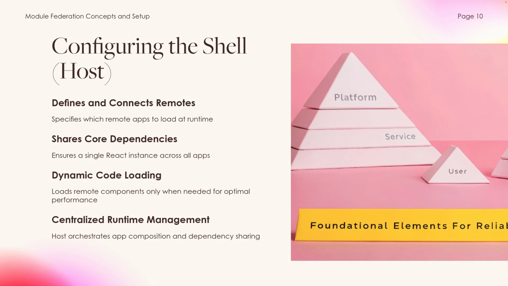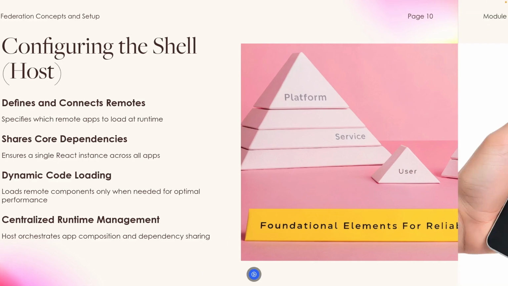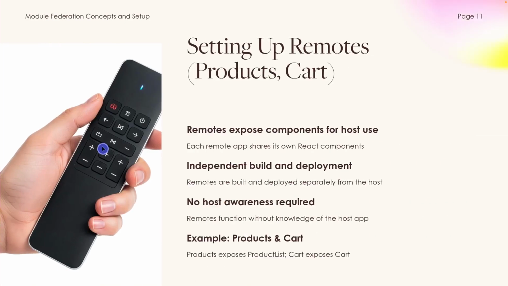And product and cart are being rendered from the other independently deployable application, right? So setting up the remote, we have two child applications, products and cart. Each remote app shares its own React component, and remotes are built separately and can be deployed.